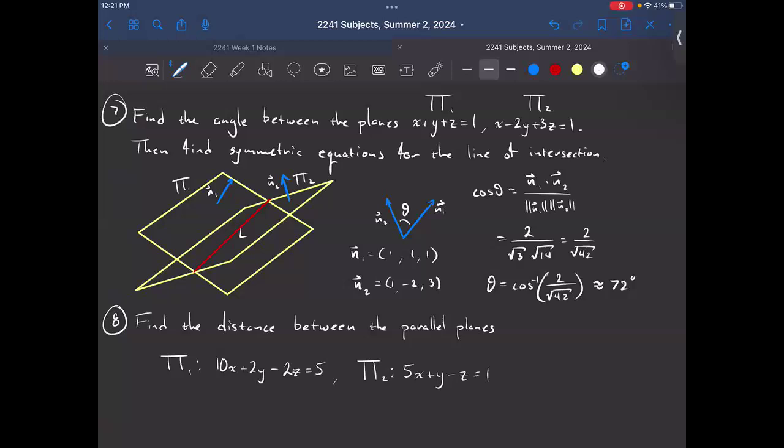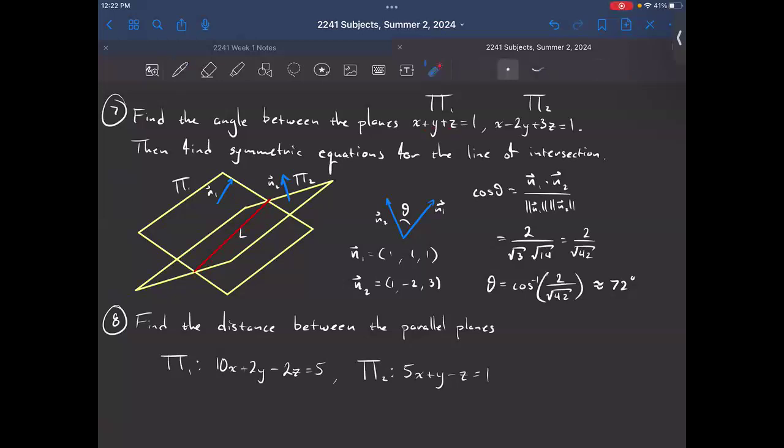We need a point on the line, basically. So if I'm looking at this line, if I'm going to write down symmetric equations for it, or any equation at all, I need some place to start. Well, there are lots of ways to go at this. Here's one relatively simple way.